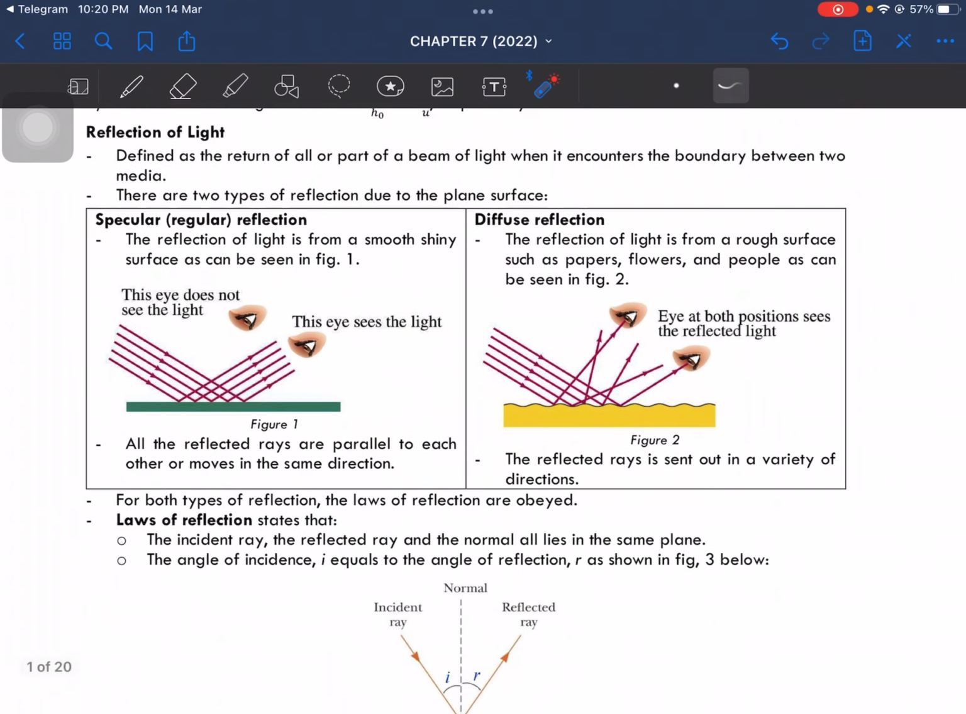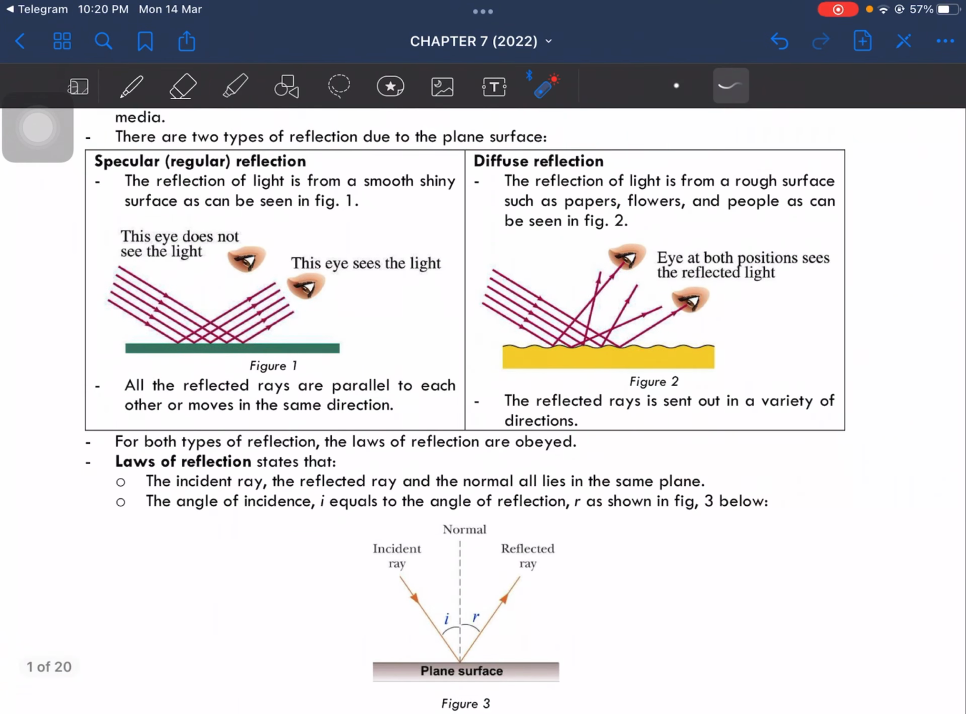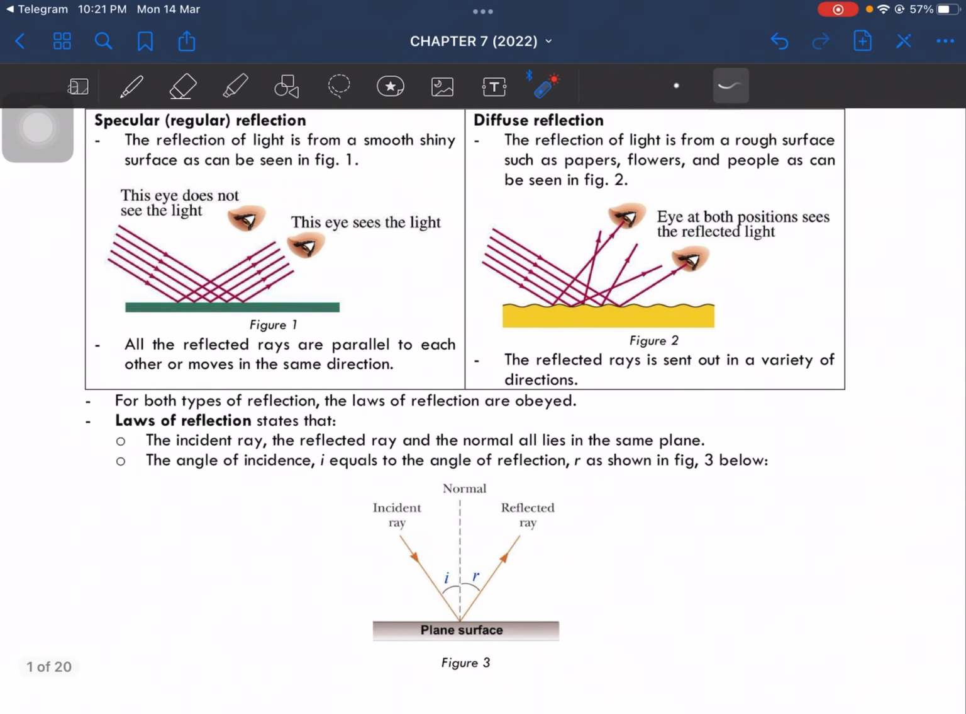So what happens if the surface is not smooth? The reflection is known as diffuse reflection. As you can see here, after being reflected on the surface, the rays move in different directions. Remember, for regular reflection the reflected rays should be parallel to each other, but for diffuse reflection the reflected rays are not in the same direction. For both types of reflection, diffuse and regular, they both obey the law of reflection.